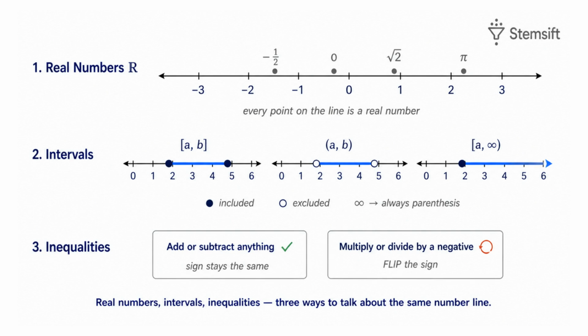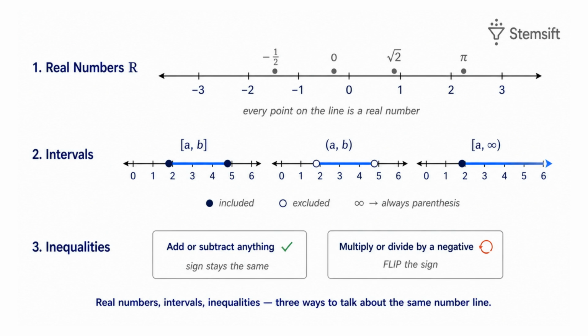Third, inequalities. Inequalities are how we find those chunks. Solve them like equations, with one critical exception. Multiplying or dividing both sides by a negative number flips the inequality sign. Add and subtract freely, but the moment a negative shows up in a multiply or divide, flip it.